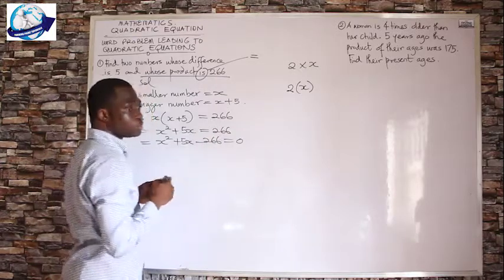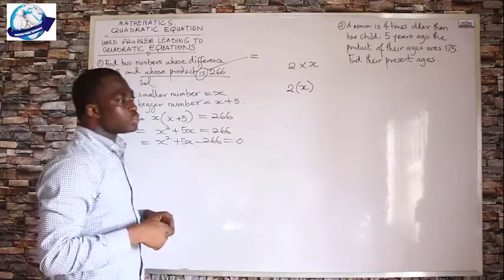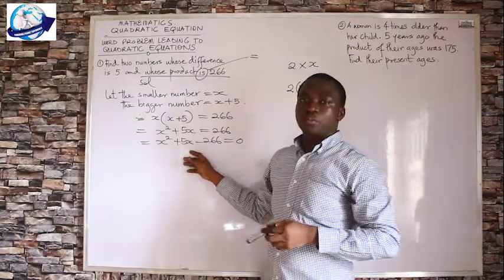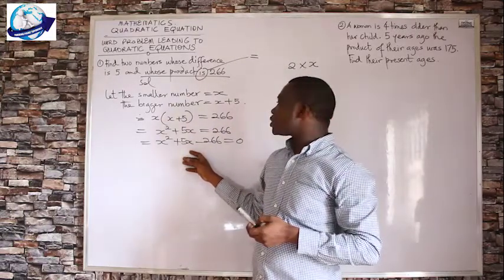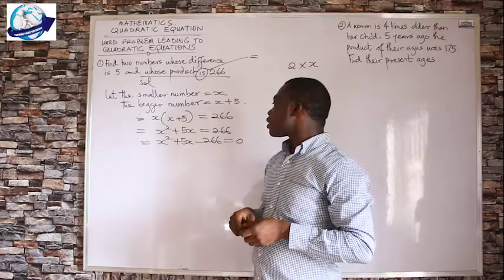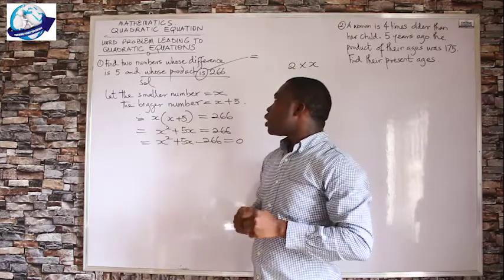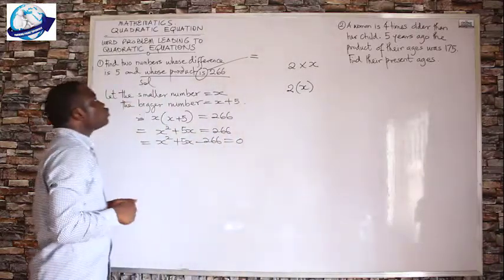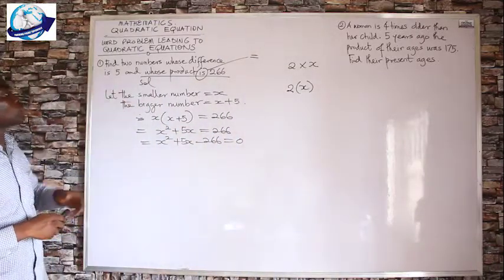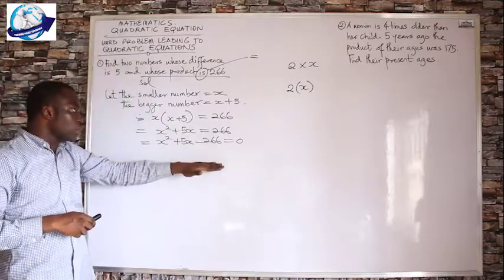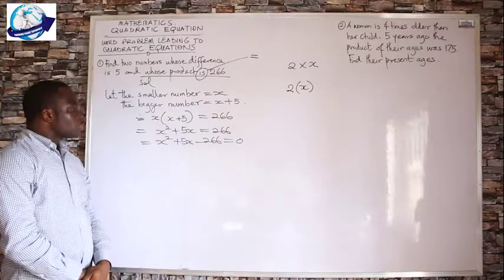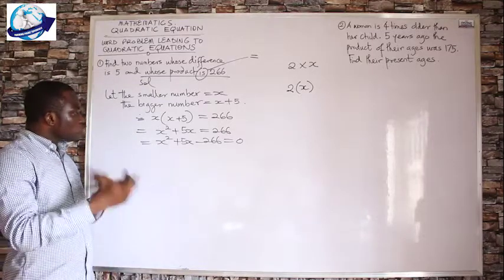Here we have a big problem. What is the problem? How do we get the factors here now? Find two numbers whose difference is 5 and whose product is 266. We have solved to this level, but many students will have issues. So what do we do, so that I don't know two numbers I can multiply?